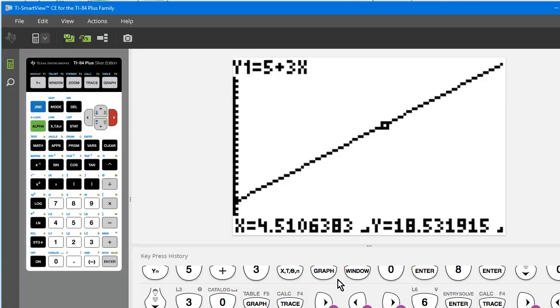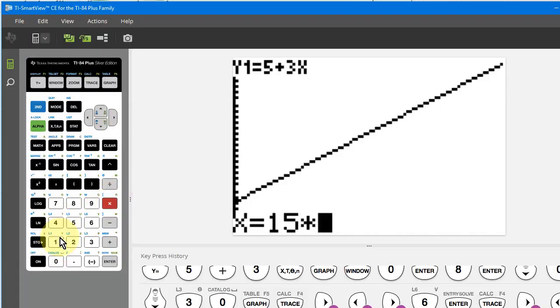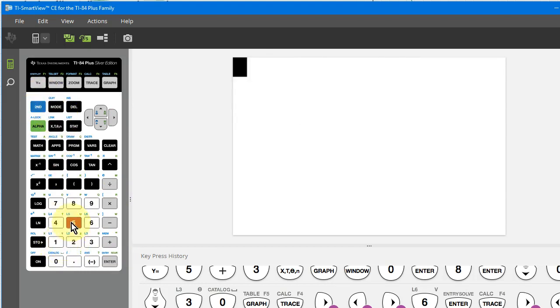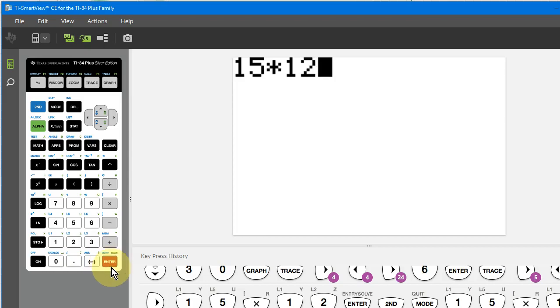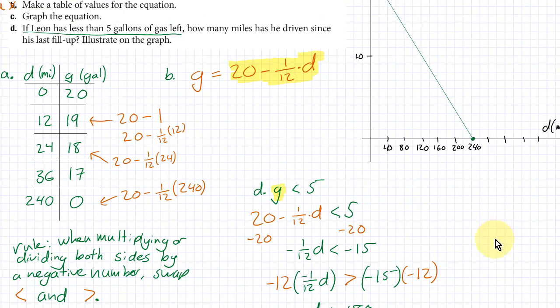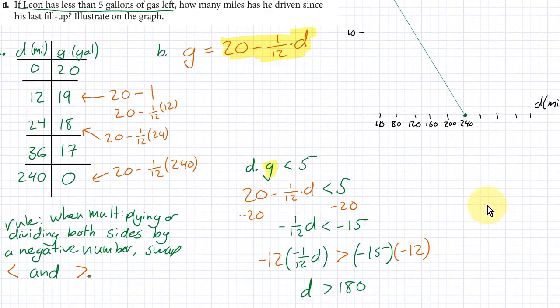Can't do that one in my head. So, 180. So that means if there's fewer than 5 gallons, if G is less than 5, that means the distance gone is greater than 180. Let's see what that looks like on the graph here.